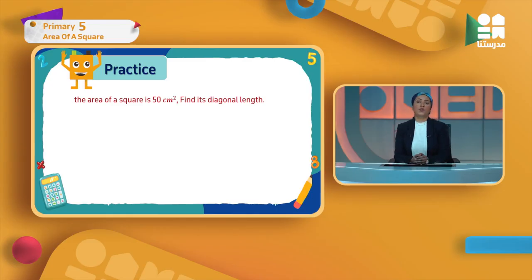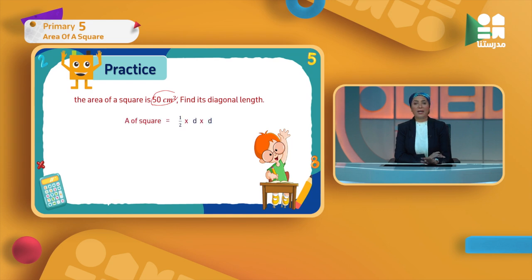Now we will move to another example. If the area of a square is 50 centimeters squared, then find its diagonal length. Okay? هنا الاريا هي اللي موجودة عندي and I want the length of its diagonal or the length of the diagonal of my square. طيب how do I get it؟ بكتب الرول بتاعتي عادي جدا. Area of a square equals half times d times d and I substitute.